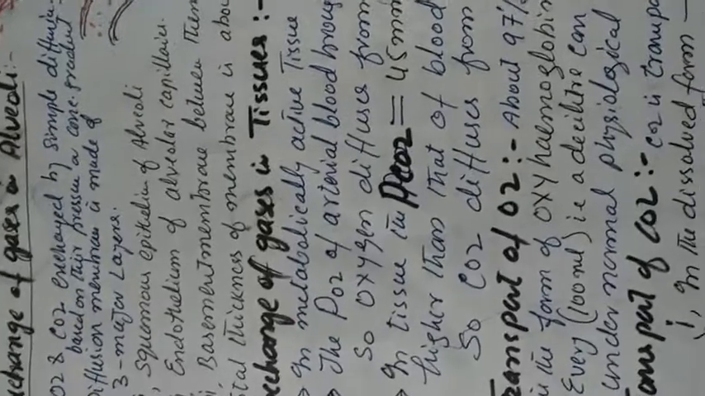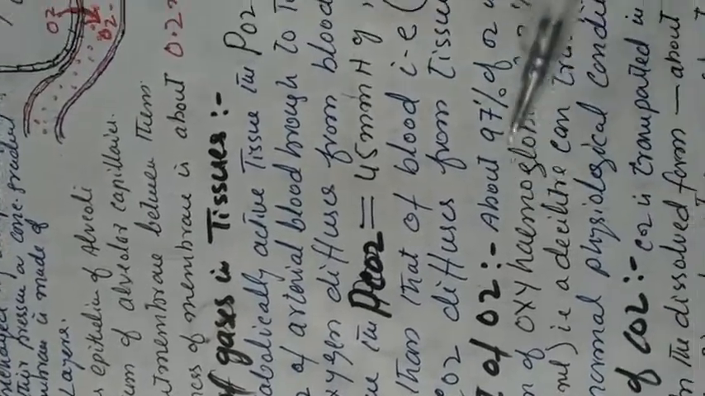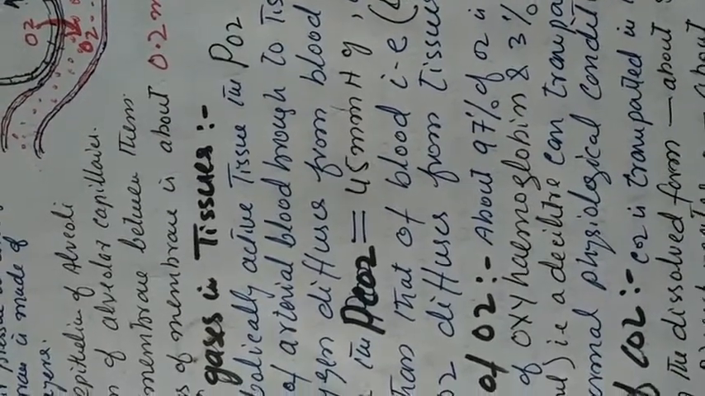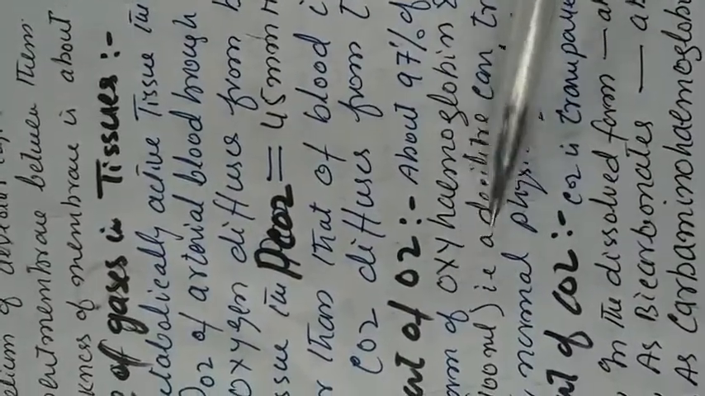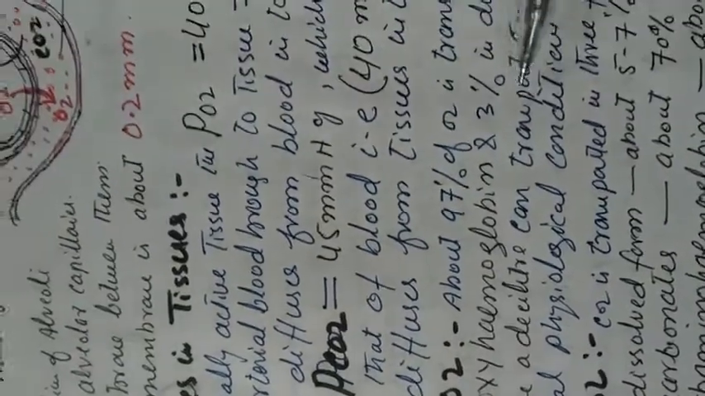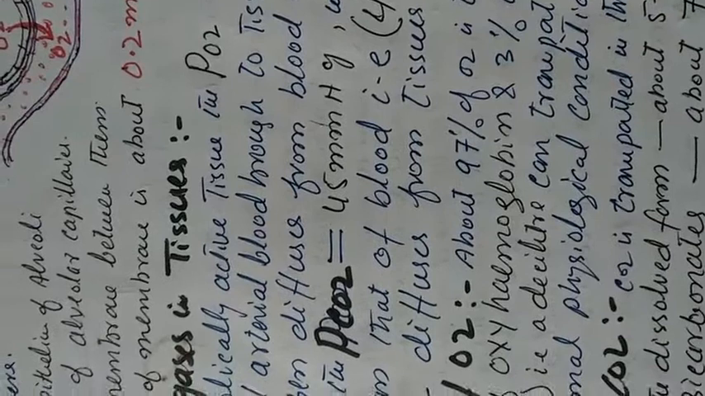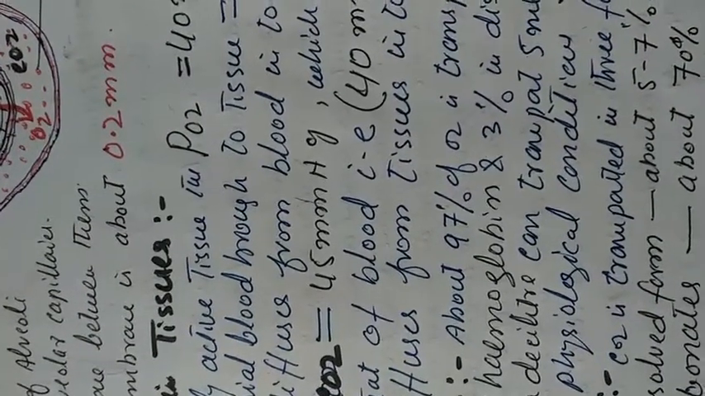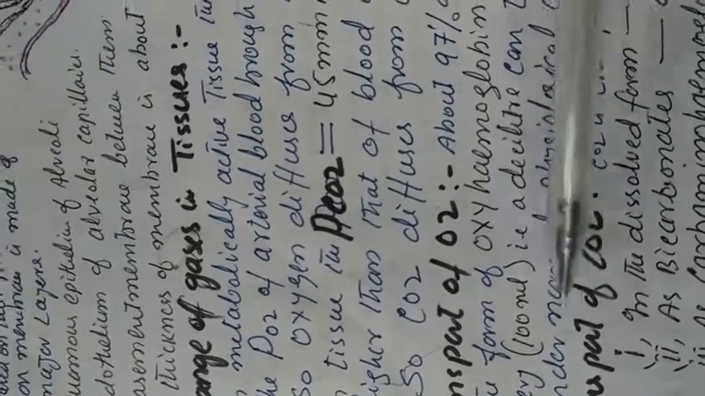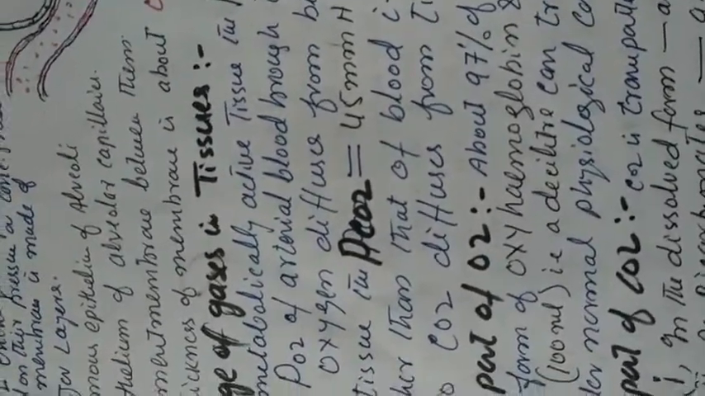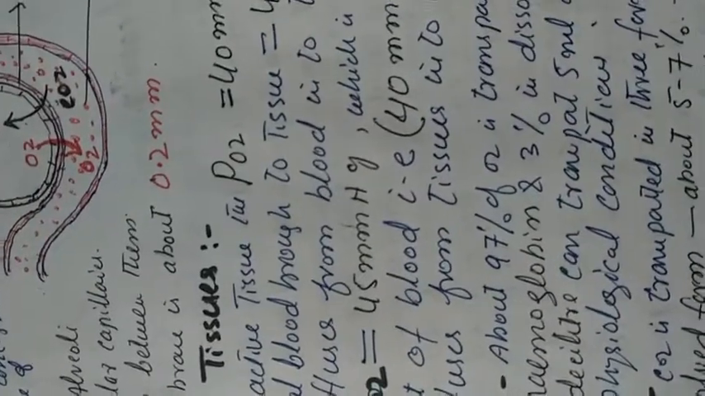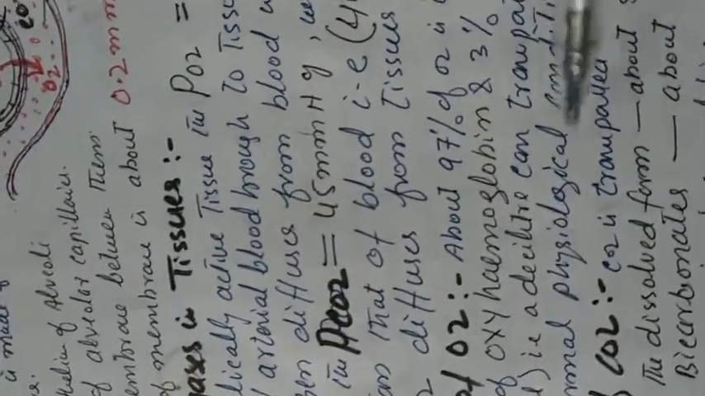Now the next aspect is the transport of oxygen in the blood. About 97% of oxygen is transported by erythrocytes or RBCs in the form called as oxyhemoglobin, and about 3% of the oxygen remains in dissolved form in plasma. And you must remember this thing, that every 100 ml of blood, that is every deciliter of blood, can transport about 5 milliliters of oxygen to the tissues under normal physiological conditions.